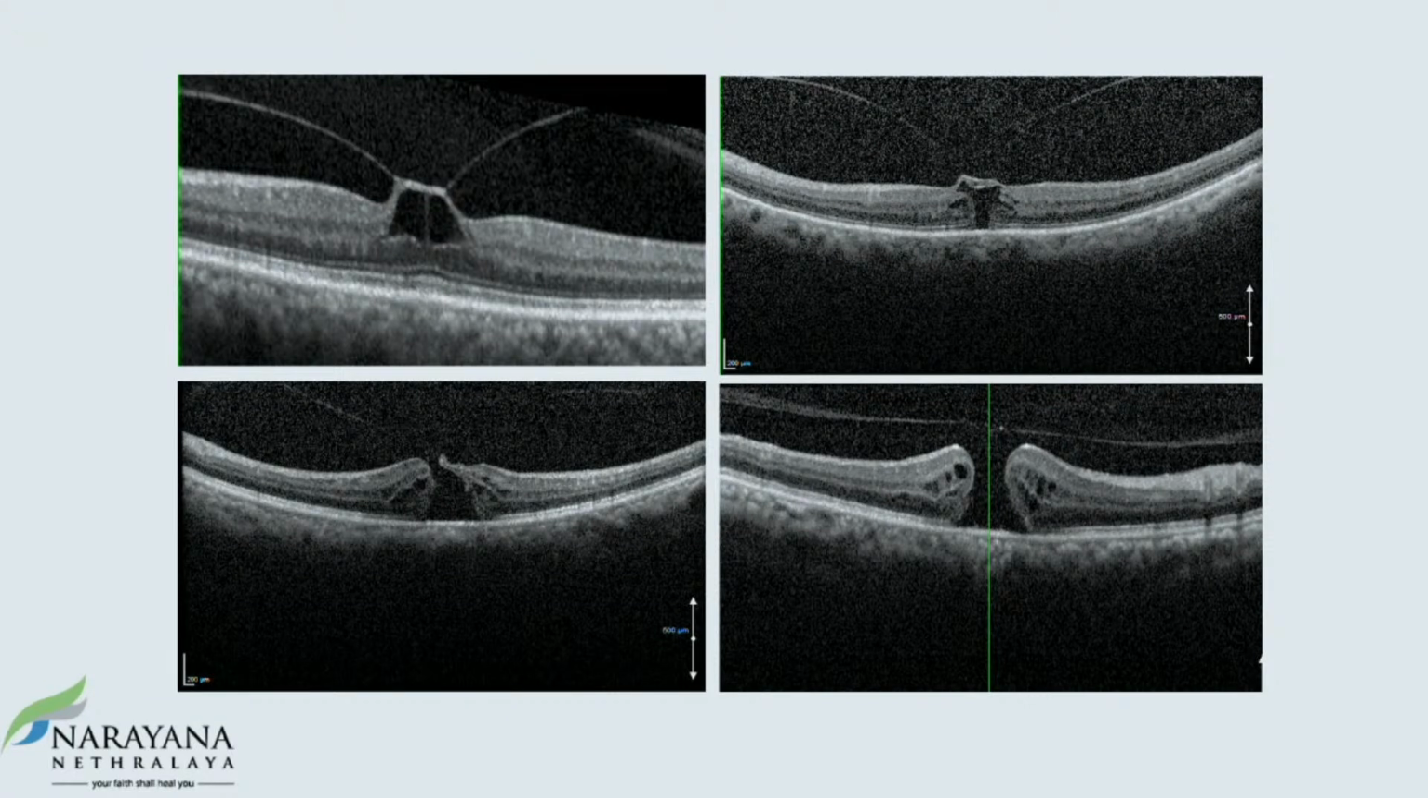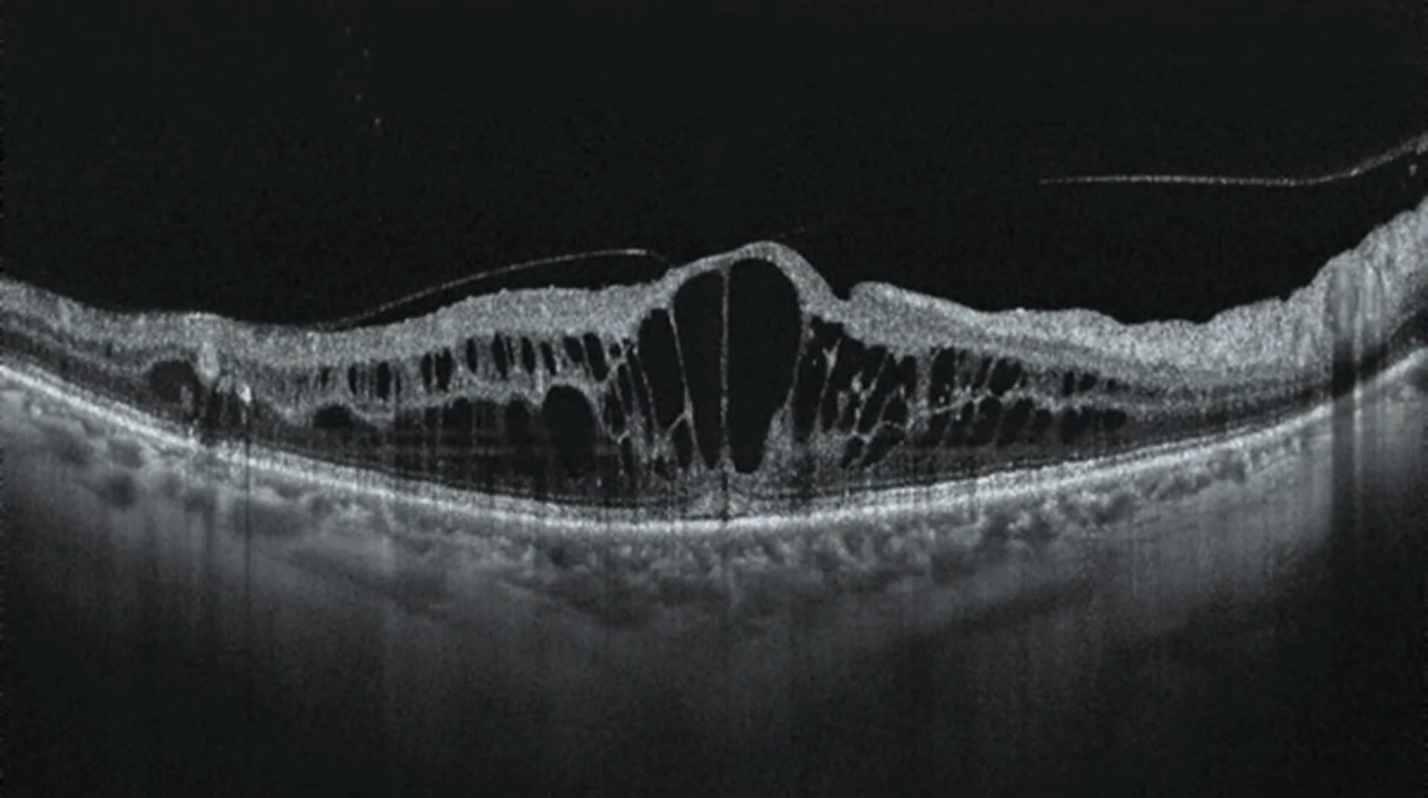Let us go next to some other important features. What is this? Cystoid macular edema. Anything else you can see there? What do you see in the vitreous? Yes, you can also see the membrane there attached right at the fovea.